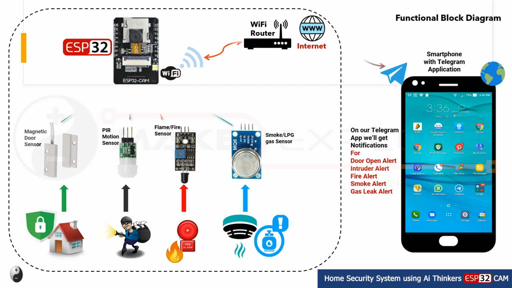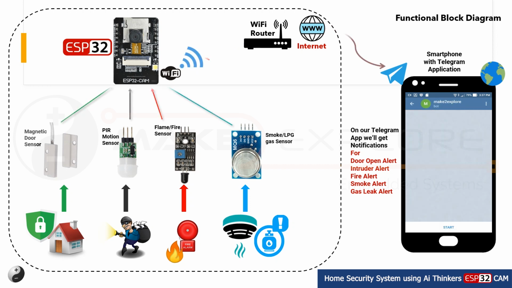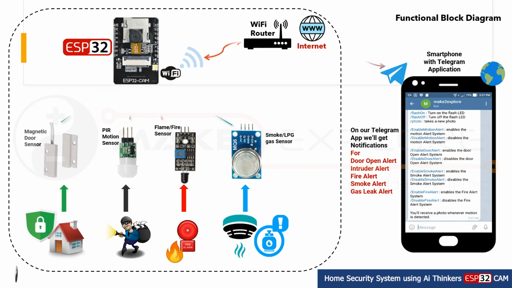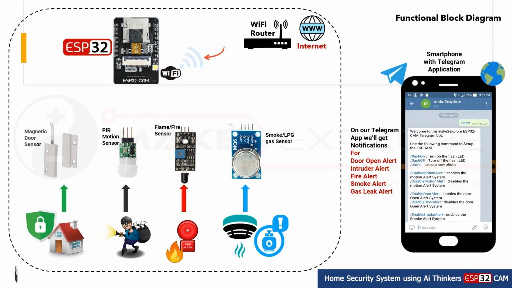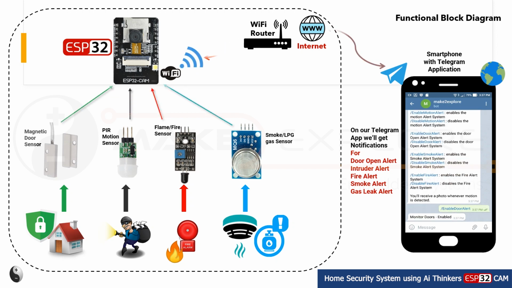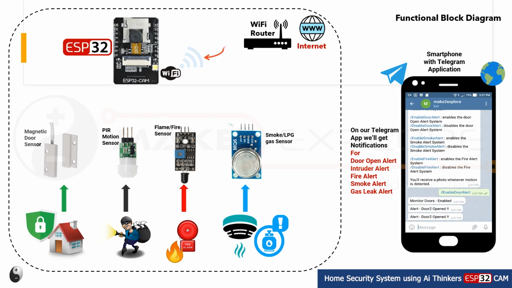The bot which we are going to create on the Telegram app will interact with our home security system and alert us if anybody forcefully enters the house. It will also capture the photo of the intruder. So you can see here Telegram, the bot named Mac to Explore. We are also interacting with this bot to engage or enable and disable the security system and its controls like door monitor, intruder monitor, smoke monitor, fire monitor, etc. We can turn these features on and off by just giving a command to this bot.